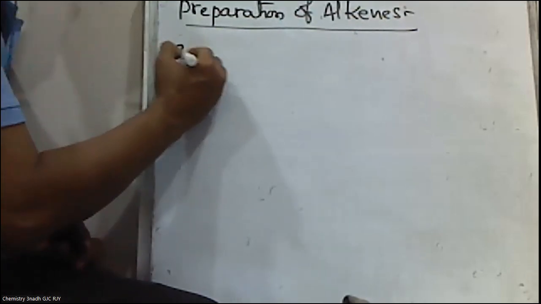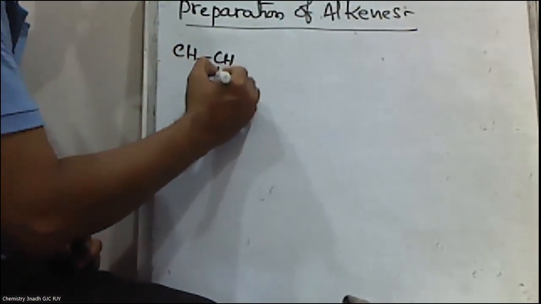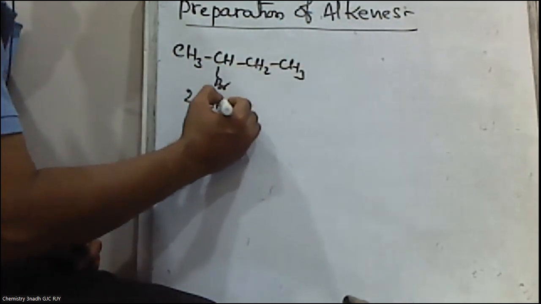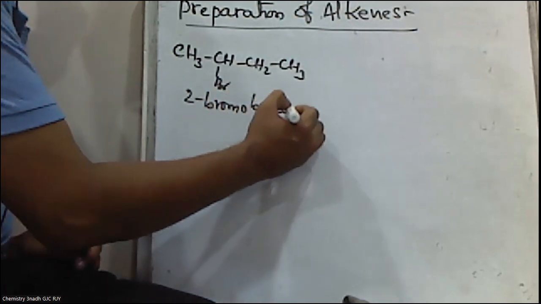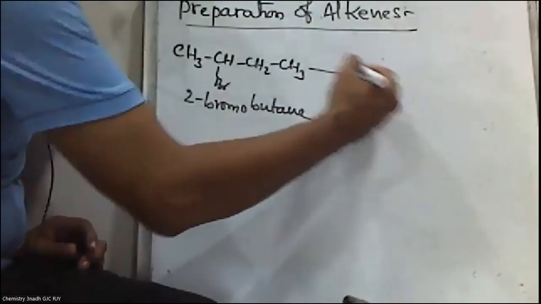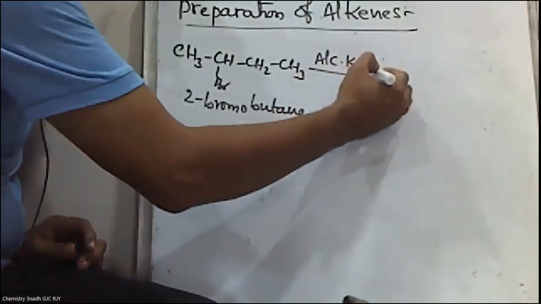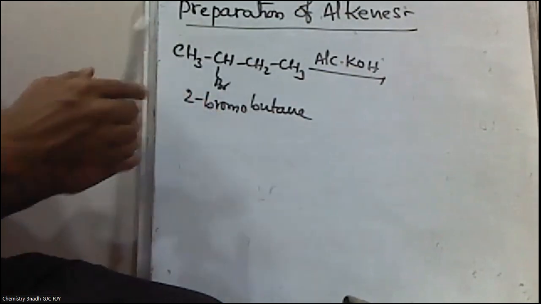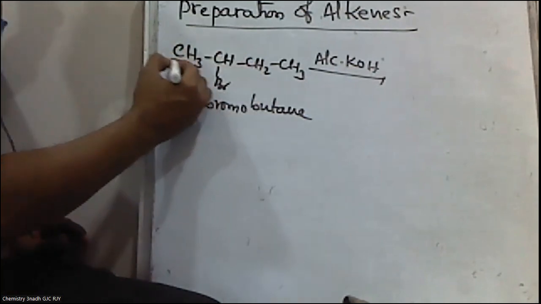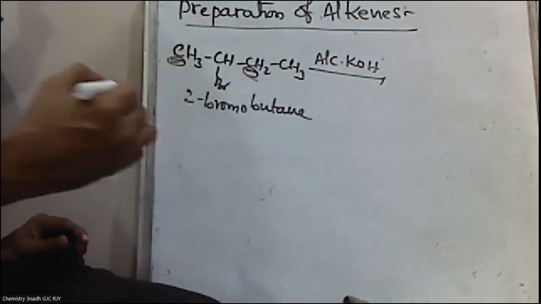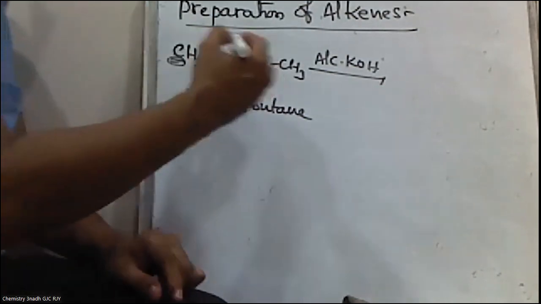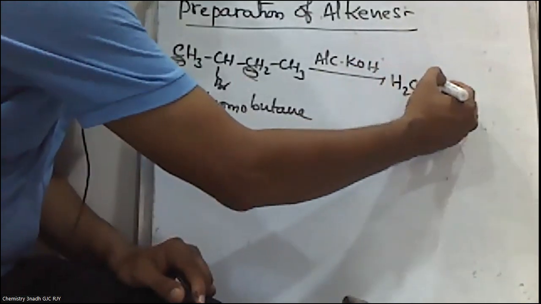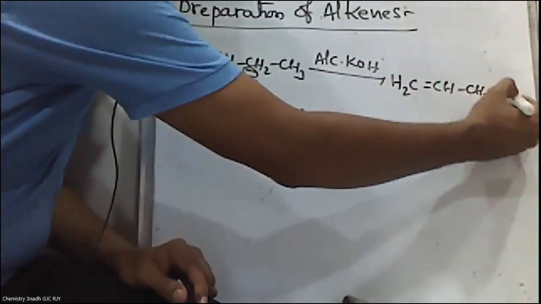Let me explain some more examples. CH3CHBrCH2CH3, its name is 2-bromobutane, when it is treated with alcoholic KOH. Here, if we observe, there is a chance of removal of two hydrogens. One is from carbon 1, another is from the third carbon. If the hydrogen is removed from carbon 1, then we will get the final product CH2=CH-CH2-CH3.